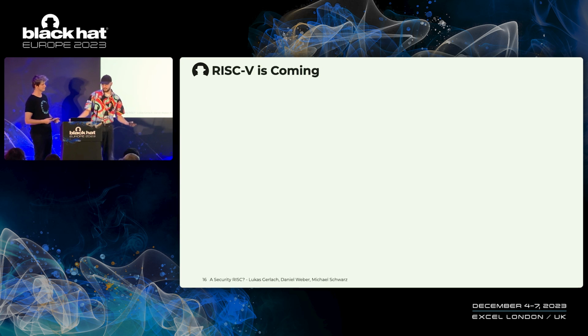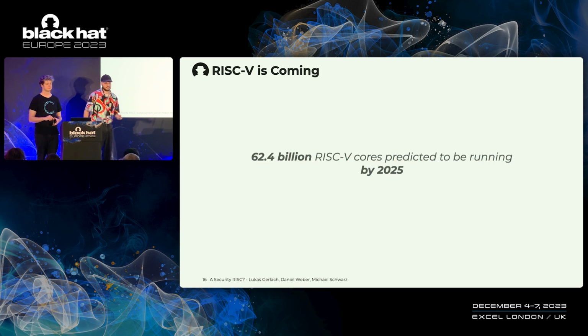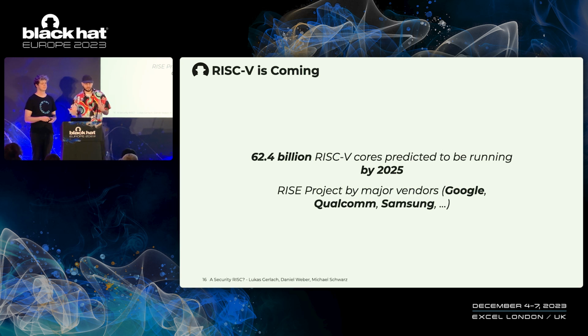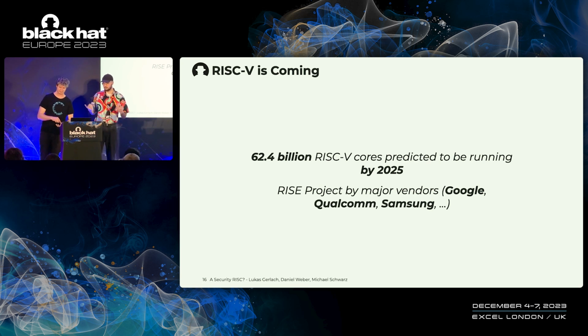Okay, but is RISC-V actually going to be used? Well, let's look at what the industry says. We looked for it, and we found that around 62 billion RISC-V cores are predicted to be running by 2025. So it seems that RISC-V is gaining quite a lot of traction. And even more, we have projects that support the entire RISC-V ecosystem with major vendor involvement, like Google, Qualcomm, and Samsung. They actually try to bring RISC-V support into their products. Okay, fair enough. RISC-V is not an academic thing anymore, and it will be one of the rising CPU architectures out there.